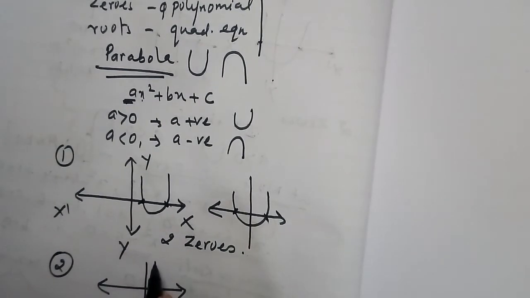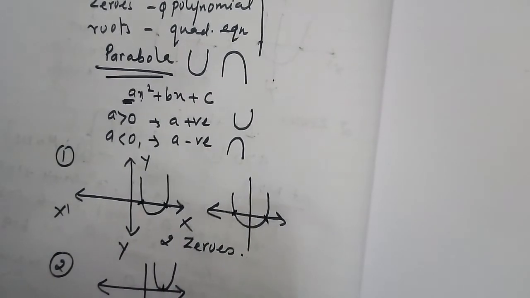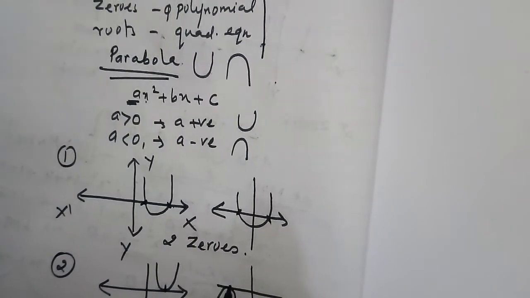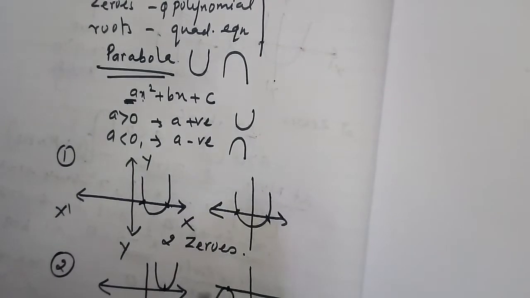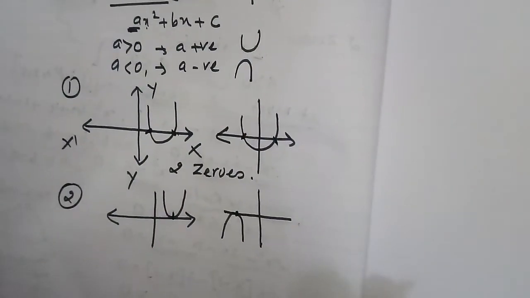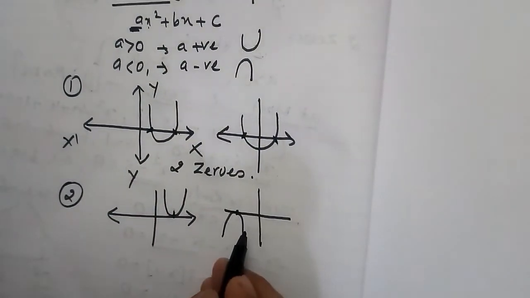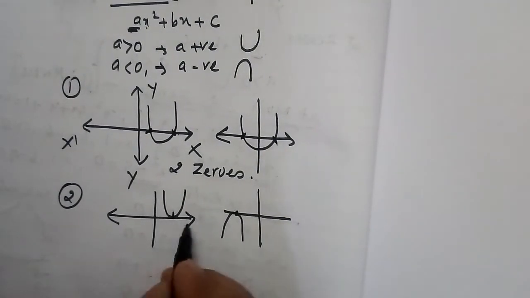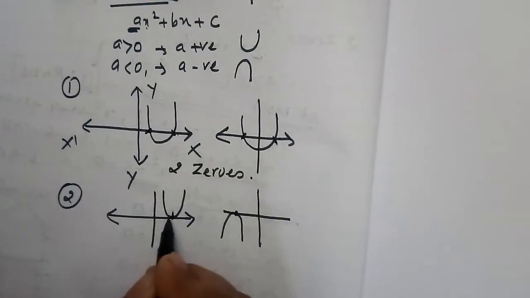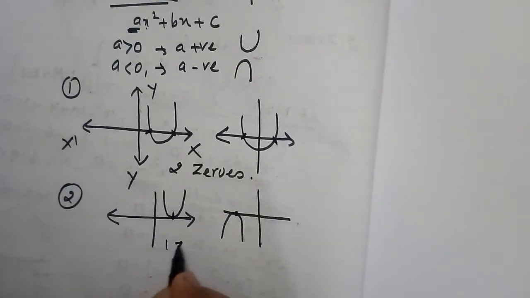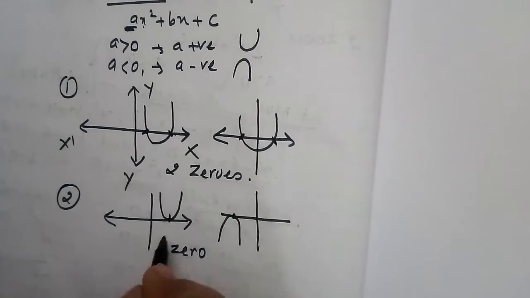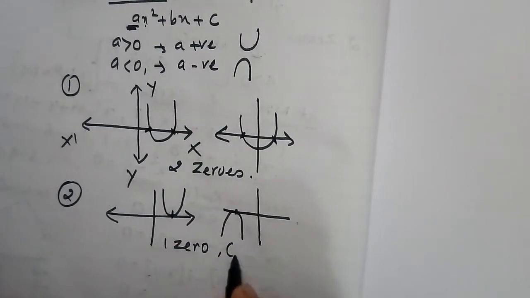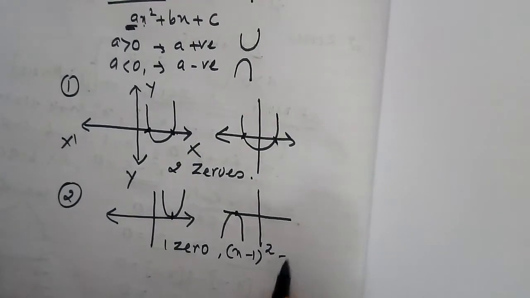It can intersect at one single point, like something like this. Again, in both of these cases, the parabola is intersecting the x-axis at a single point. That means the same value is repeated. So in this case, we said it has 1 zero, but the same value is repeated. This can be explained with an example like (x minus 1) whole square equal to 0.